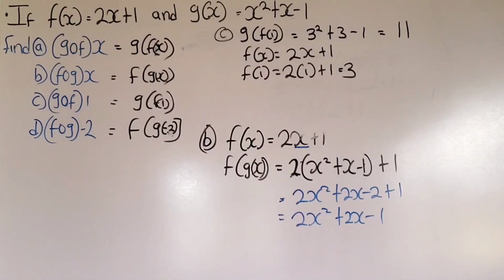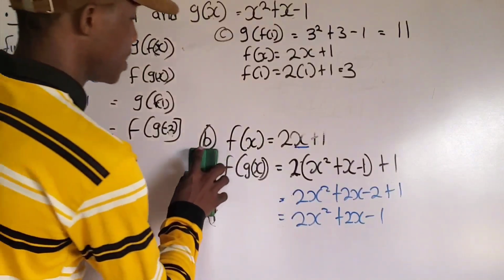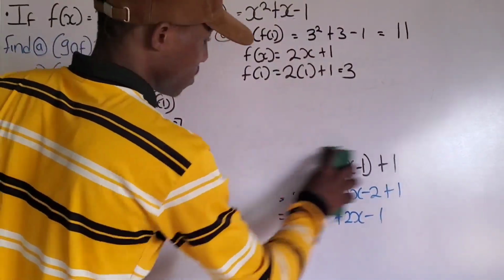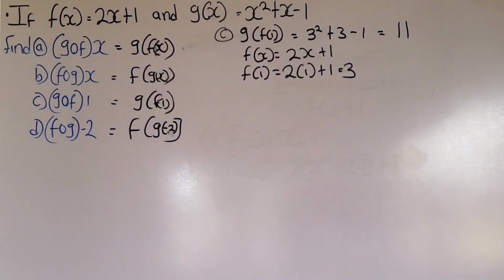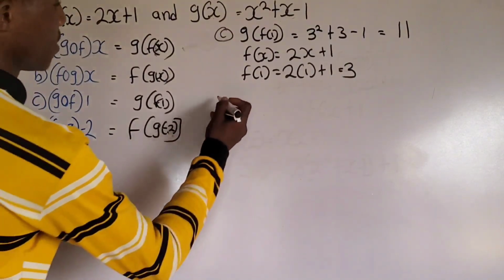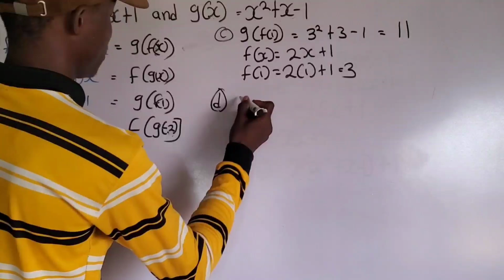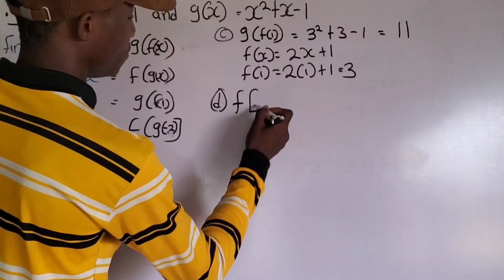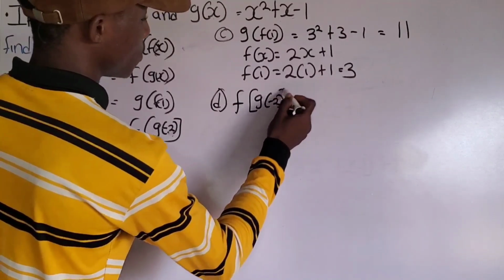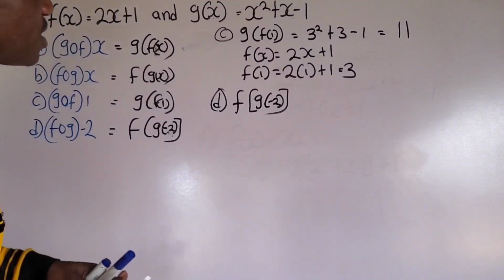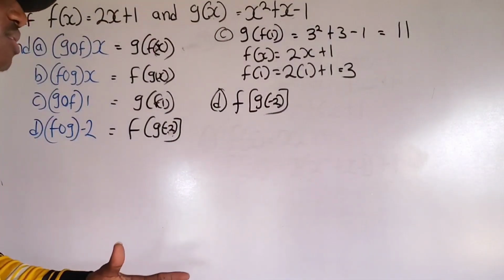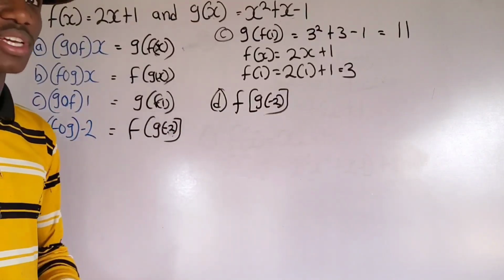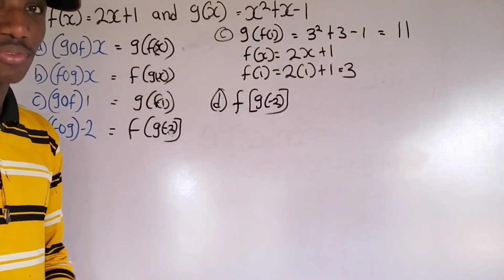you are asked to determine f(g(-2)). For the fourth one, we have f(g(-2)). Now, we are still going to approach it as we did for the third question. Before you can determine f(g(-2)), you have to first find g(-2).